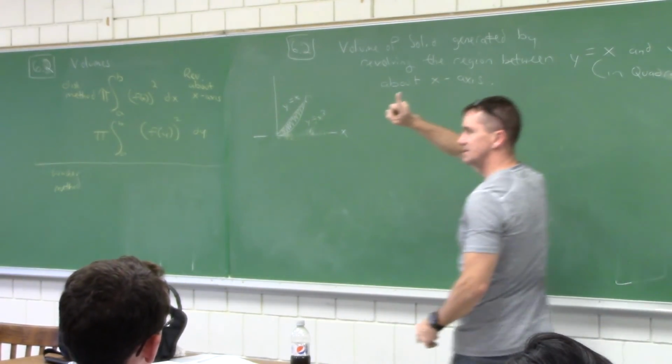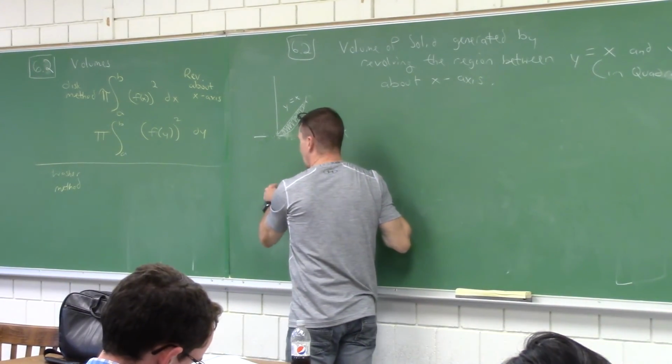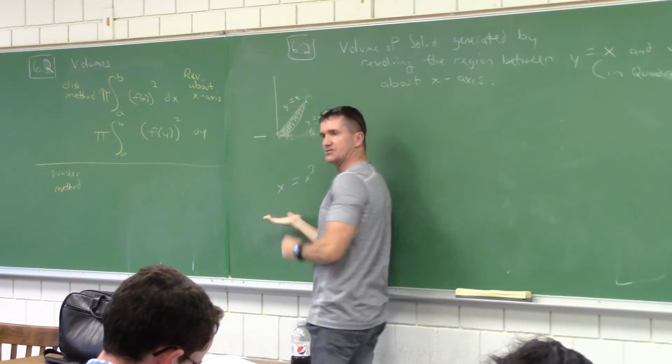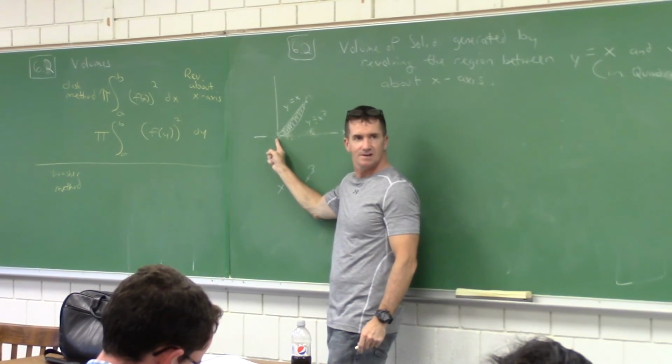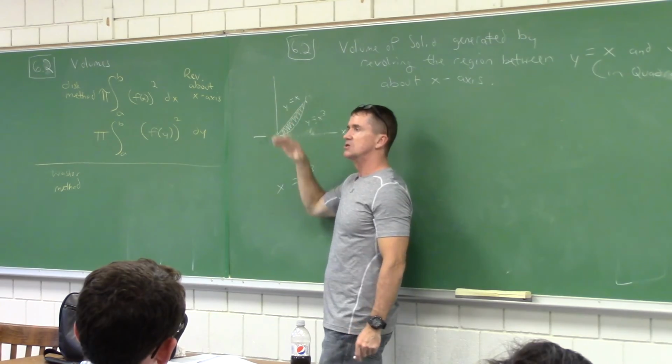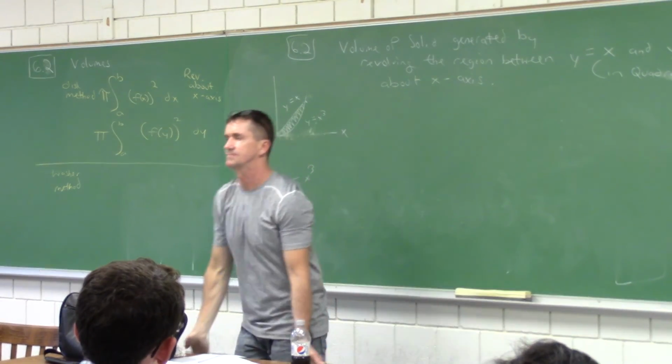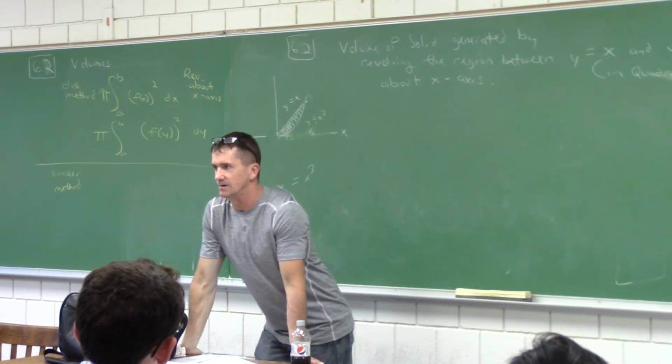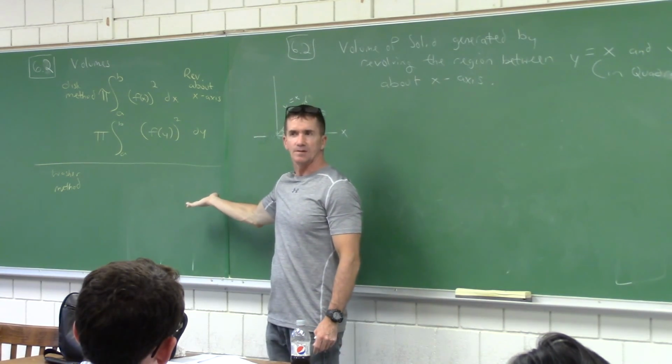Does everyone agree? You could have set x equals x cubed and solved that. But does everyone agree? Can you see it? These two functions are meeting at 0 and at 1. So we already know the limits of integration. We're going to go from 0 to 1. The only thing is we need a math formula.